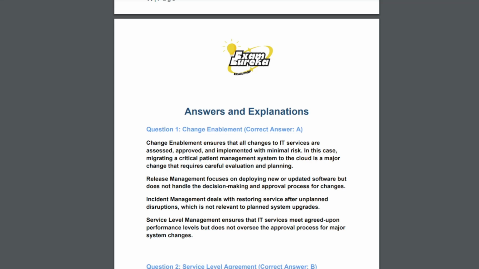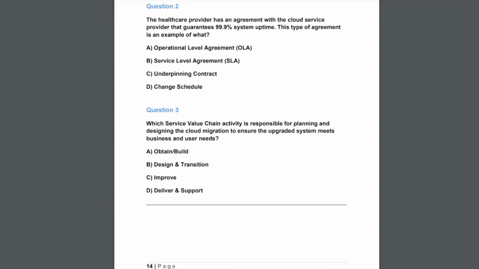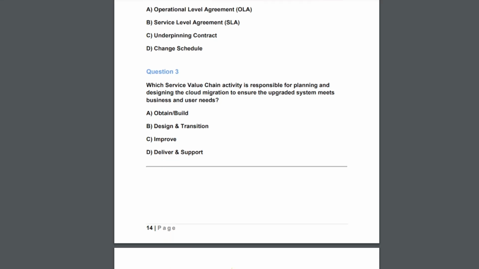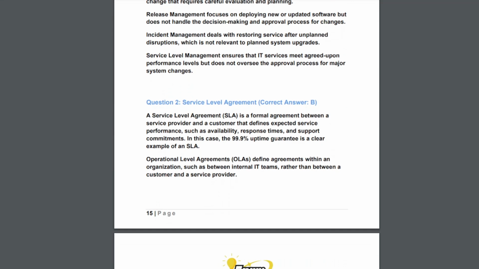for major system changes. And the second question, we'll just refresh our memory what that was. The type of agreement is an example of what? And the answer is, of course, a service level agreement. A service level agreement is a formal agreement between a service provider and a customer that defines expected service performance, such as availability, response times, and support commitments. In this case, the 99.9% uptime guarantee is a clear example of an SLA.